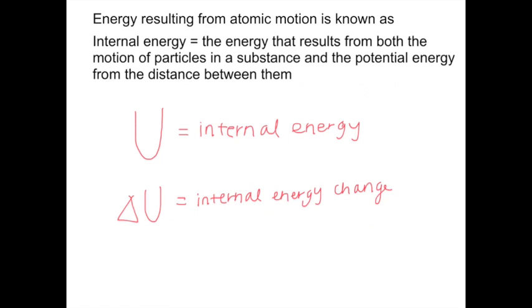When atoms move around within a substance, the resulting energy is known as internal energy. We define internal energy as energy that results from both the motion of the particles in a substance and the potential energy from the distance between them. So in other words, both what they're doing and how they're positioned within a substance. And here are some variables to describe internal energy. We express internal energy as simply a capital U, and then when there's a change in internal energy, we use delta U to show that change.